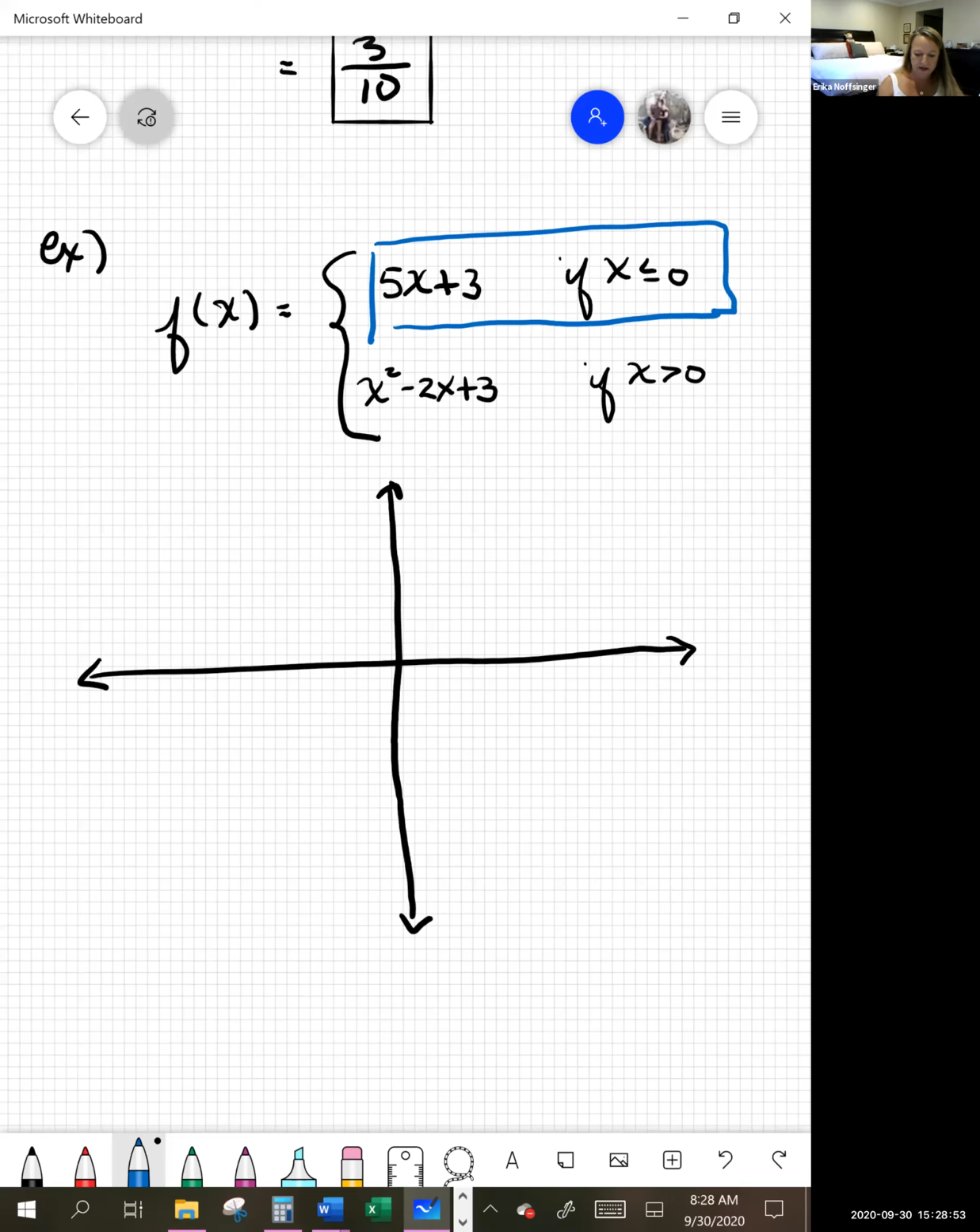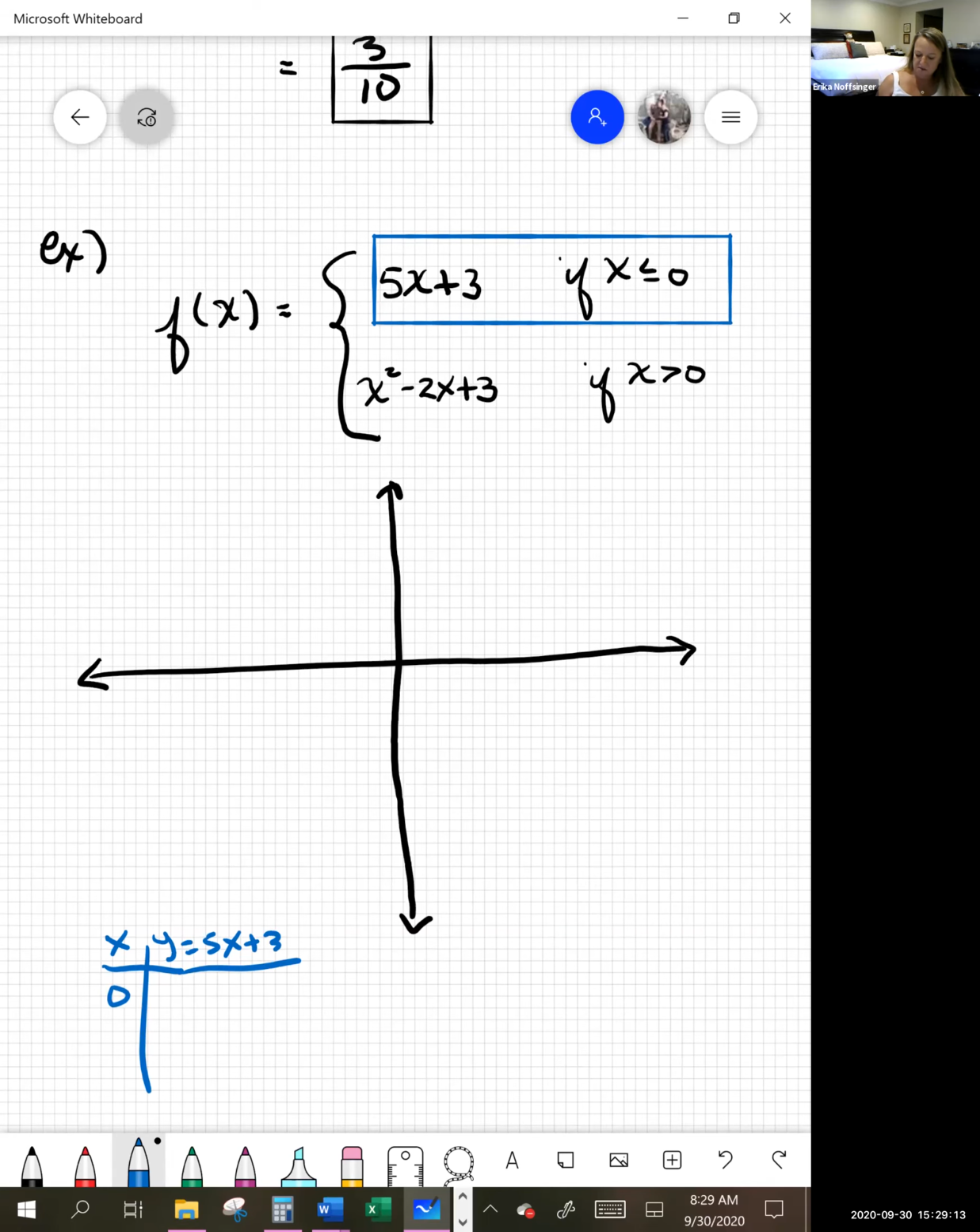And so the first equation tells us that we're using this when x is less than or equal to 0. When we're graphing these, we always want to graph the value where it's changing, or the end value of our inequality. So 0, we want to see what's happening at 0. If we plug in 0 for x, we get 5 times 0 is 0 plus 3, so that's 3. So we have a point at (0, 3). And because it has the equal to part on that inequality, it's a solid circle.